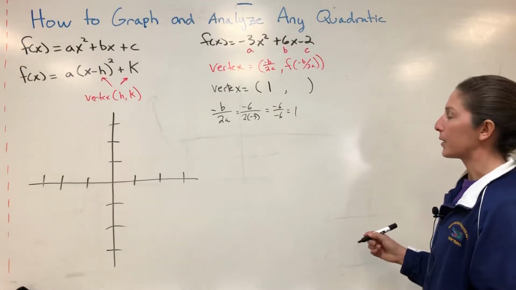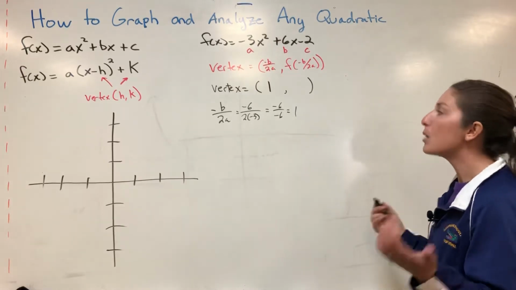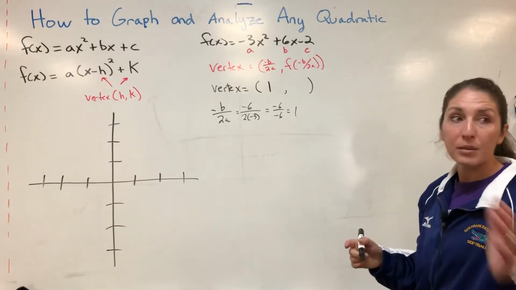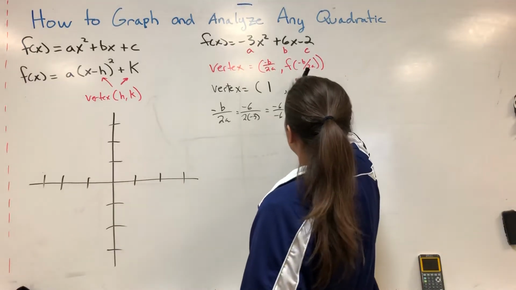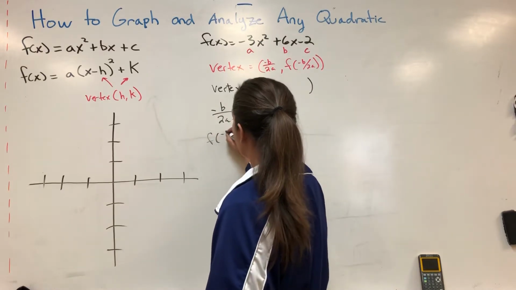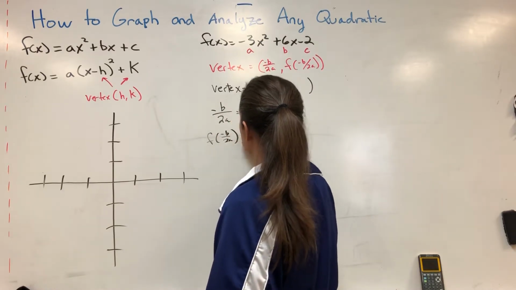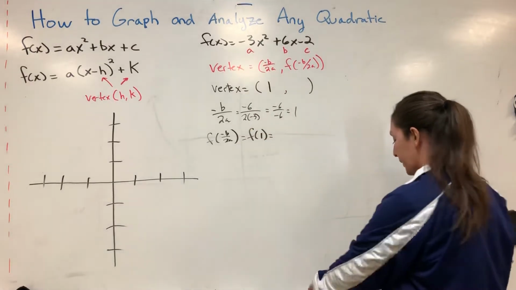Y-coordinate of the vertex, though, how do we figure this out? What does f of negative b over 2a even mean? Oh, it just means figure out your x-coordinate first and plug it in, and then you'll get your y-coordinate. So let's plug in 1. Okay, so what is f of negative b over 2a? Well, just plug in 1 to our function.